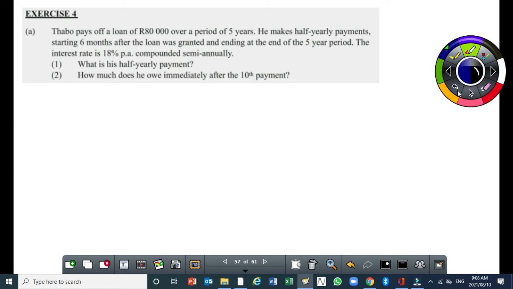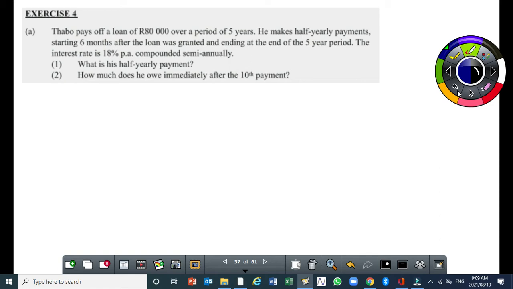Right? Now, generally, when you're answering a question on balance outstanding, in most cases, you'll be asked to answer another type of question before you calculate the balance outstanding, right? So in this question, it says, Tabo pays off a loan of 80,000 rand over a period of 5 years. He makes half-yearly payments starting 6 months after the loan was granted and ending at the end of the 5-year period. The interest rate is 18% per annum compounded semi-annually.